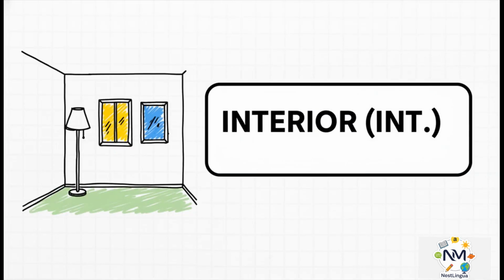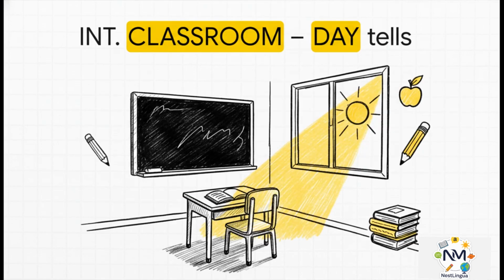First up is interior, which we shorten to just INT. This is your very first instruction to the film crew. It immediately tells them that the scene is happening inside a building, which means they need to get ready with all the right indoor lighting and sound gear. For instance, INT classroom day instantly tells the entire crew that we're shooting inside a classroom during the daytime. And just like that, with only 4 words, you've already set the whole scene.